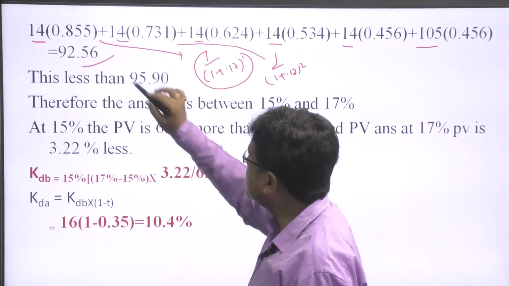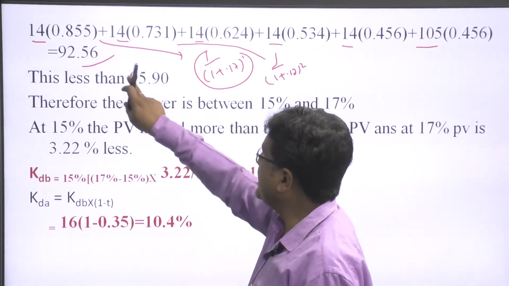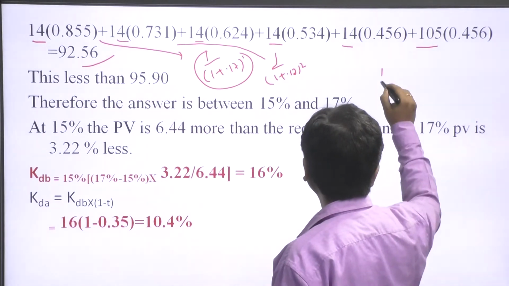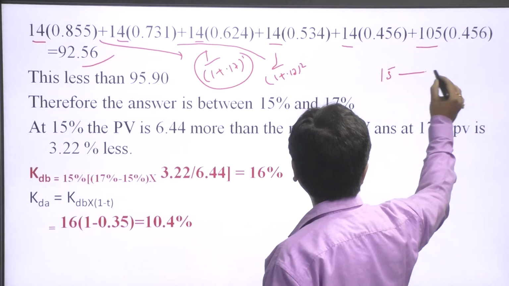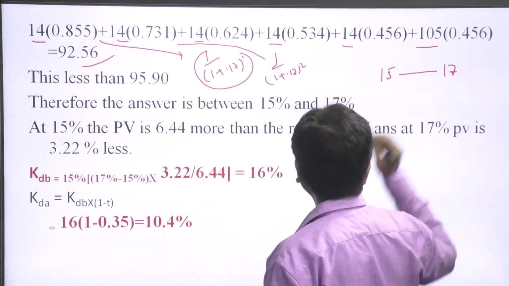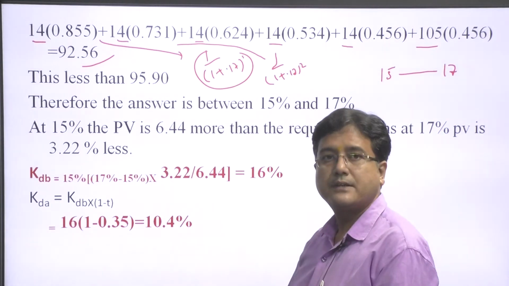So, this value is less than this, and this value is less than this. Therefore, we understand that our range is between 15 to 17.